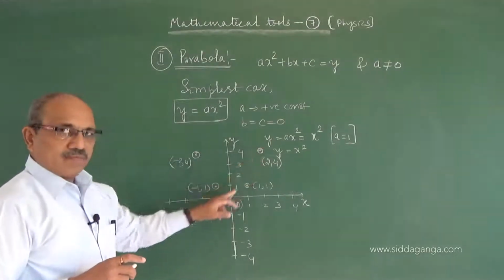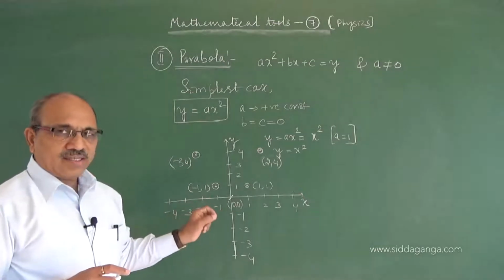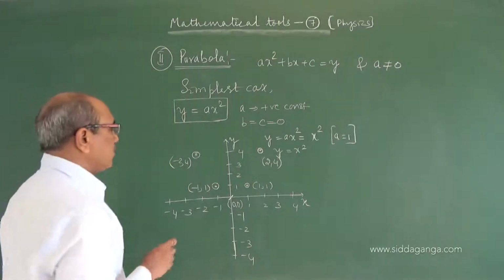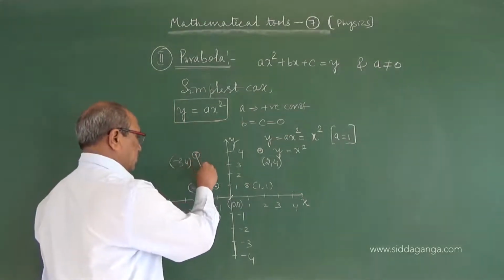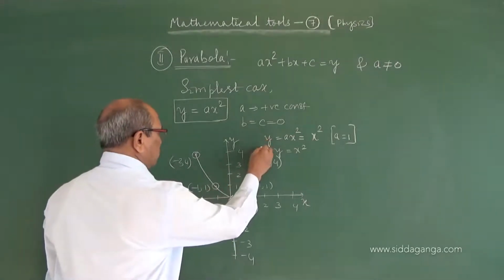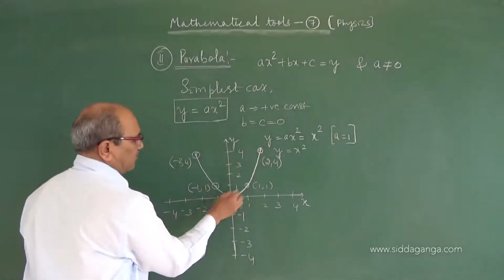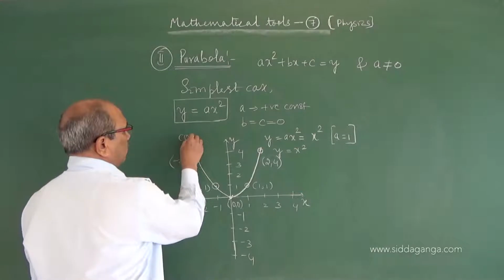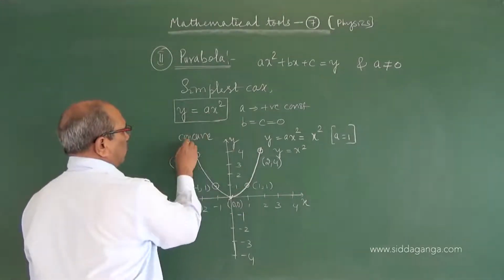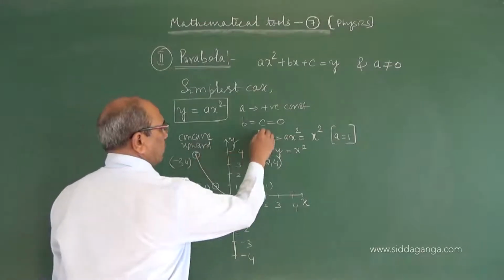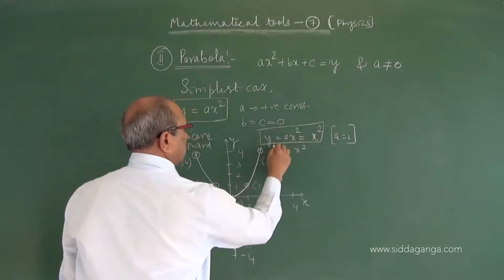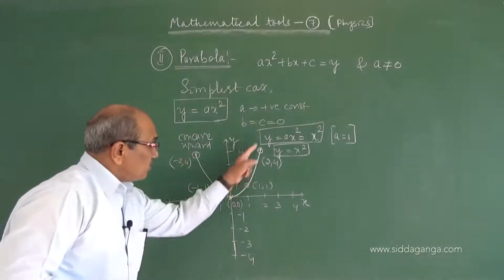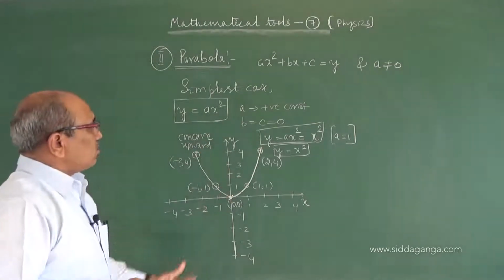If I join them, the locus of these points, we will get the shape. That shape is called a parabola in geometry. If I join these points, the curve appears to be passing through the origin. Now the curve is concave upward. For the graph y equals ax squared, or y equals x squared, we got the curve of a C shape almost, but it is concave upward.